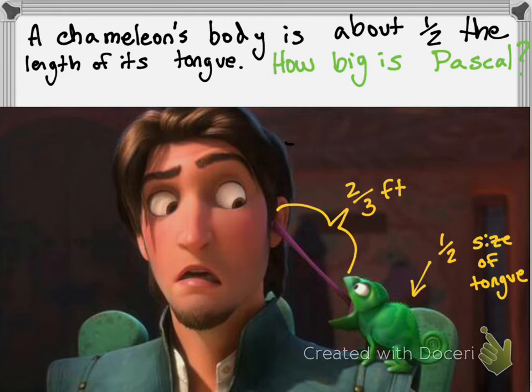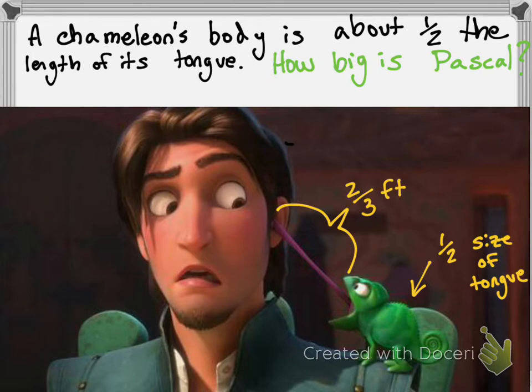A chameleon's body is about half the length of its tongue. So I want you to figure out how big Pascal is. If the tongue right there is 2/3 of a foot and Pascal is half the size, I want to know the key word. We know what we're doing, but what's the key word in the sentence that tells us what operation? Lennox?